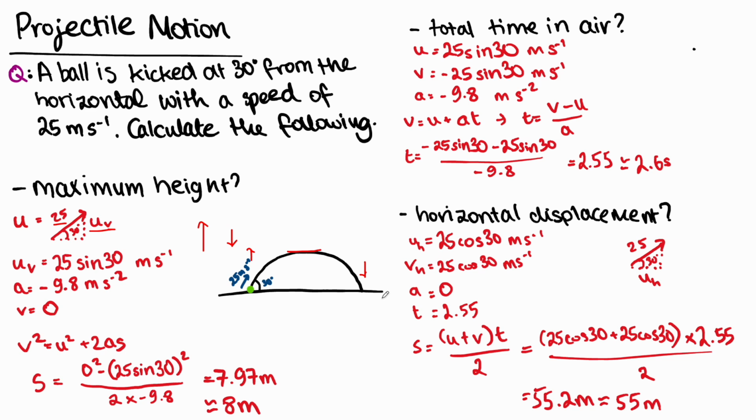And as we've just worked out from the previous question, we also know the time that it's in the air for. So then we go ahead, choose the equation that we want, which is s equals u plus v over 2 times t, and substitute in all the numbers, and we get about 55 meters. Good job.